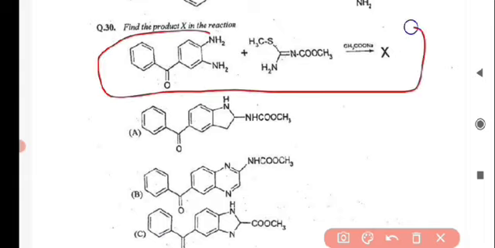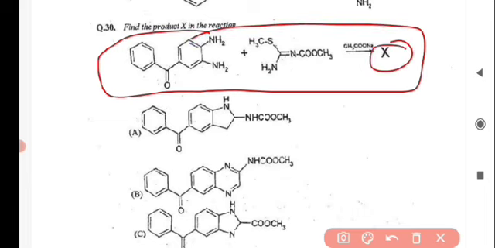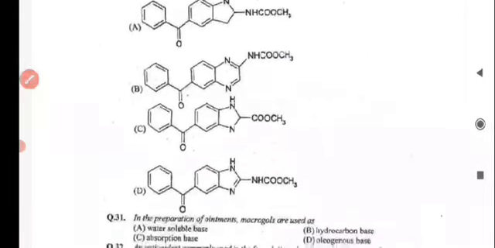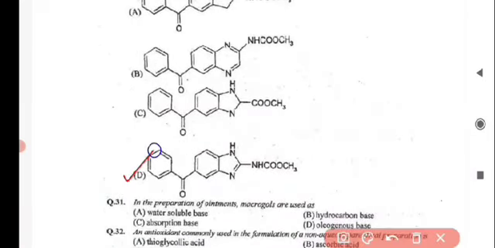Now next question is, find the product X in the reaction. The reaction is this one. We have to find the final product X. And the correct answer for this is option number D.